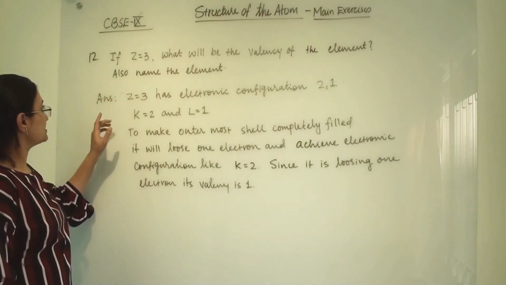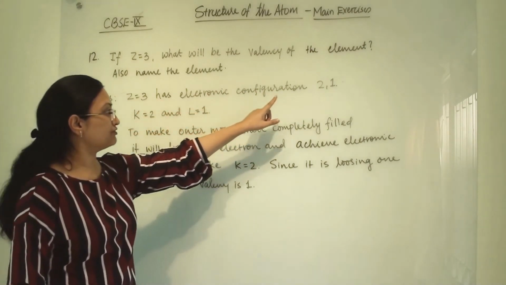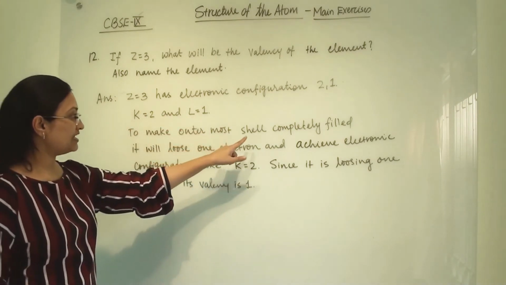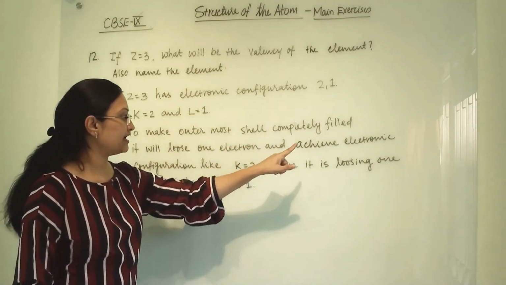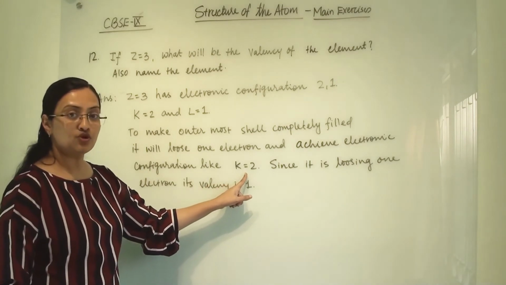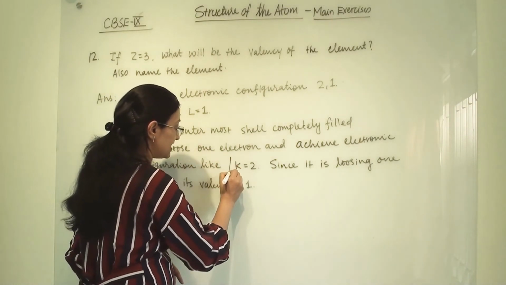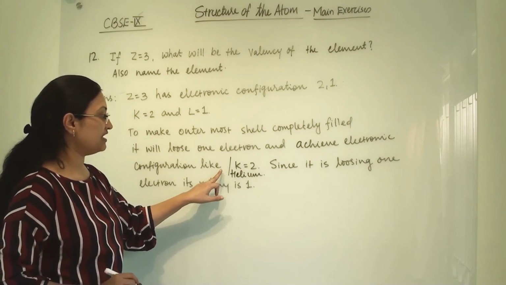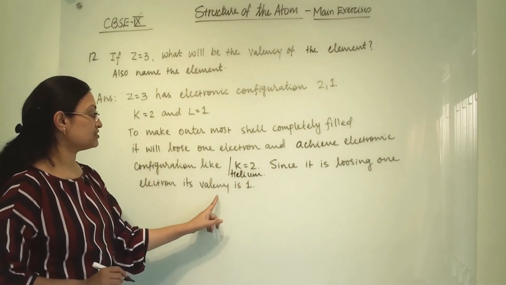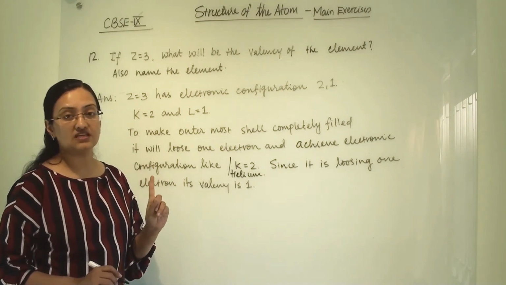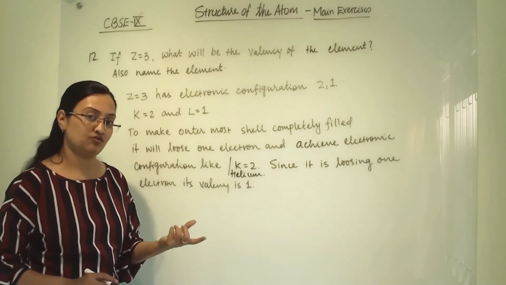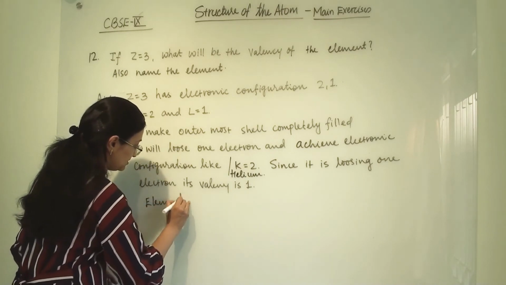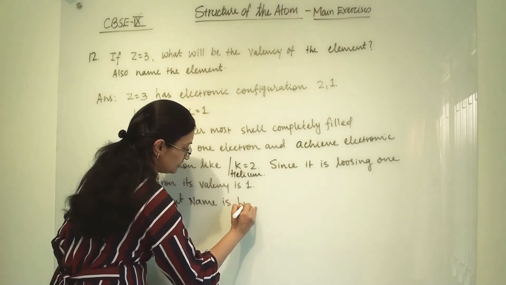This is how we will frame our answer: Z equals 3 has electronic configuration 2, 1, that is K equals 2 and L equals 1. To make the outermost shell completely filled, it will lose 1 electron and achieve the electronic configuration like K equals 2. Here we can also write like helium. Helium is a noble gas and it will become stable like helium. Since it is losing 1 electron, its valency is 1. Its combining capacity is 1, that means it is able to donate 1 electron. That's why its combining capacity is 1. And here the element name is lithium.